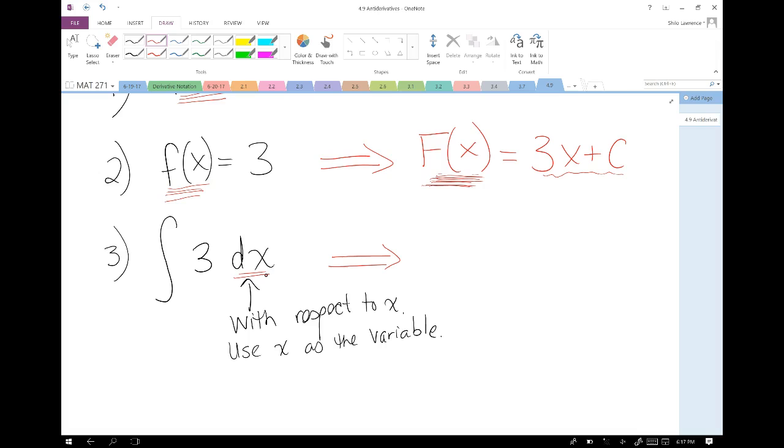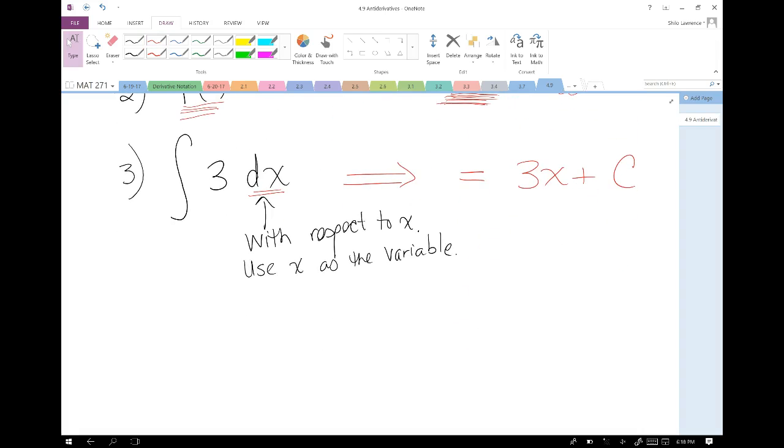So then all we would say is that this is equal to, we wouldn't even write it in function notation as our answer. We would say this is equal to 3x plus c. So this third option here doesn't use function notation at all. It just says, and if you ignore my arrow, we would say the antiderivative of 3 with respect to x is 3x plus c.